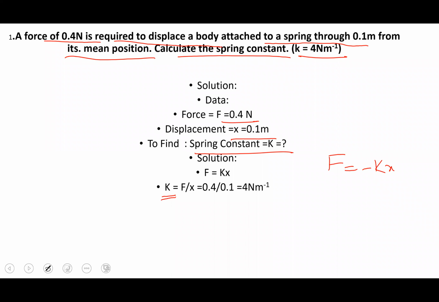So it is a constant value or no direction value. So that is why there is no negative sign over here. That is why F over x will have 0.4 Newton force divided by 0.1 displacement, which has the value now of 4 Newton per meter, which is the spring constant k.